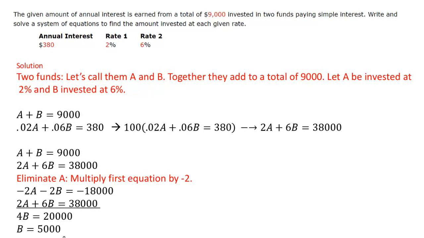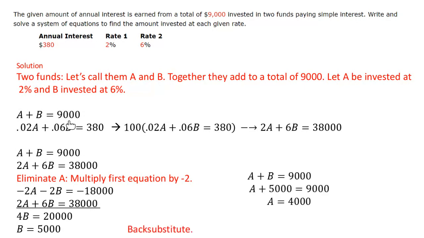So now again, I'm going to do back substitution, and I can choose either of the two equations, but I'm going to choose the easy one, the first equation. So b was 5,000, so I'm going to have a plus 5,000 is equal to 9,000. To solve for a, I'm going to subtract 5,000 on both sides. So 9,000 minus 5,000 is 4,000.